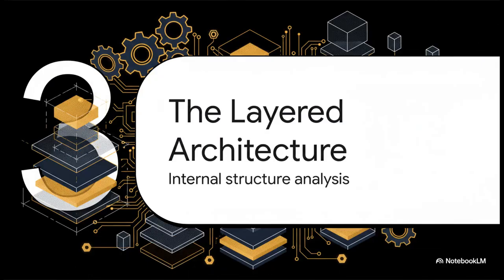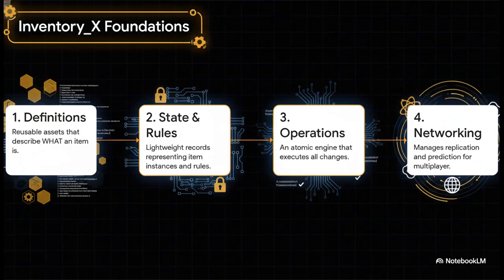Okay, so with that philosophy locked in, let's peel back the layers and look at the actual architecture. This is where we get into the real nuts and bolts of how this thing is actually put together. You can really boil the whole system down into 4 fundamental layers, each one building on the last. You start with definitions. These are just reusable assets that describe what an item is. Then you have the live state and rules, which are represented by super lightweight data structures. On top of that, you have an operations engine that makes sure every single action is validated properly. And finally, the networking layer wraps it all up to handle all the tricky stuff for multiplayer.